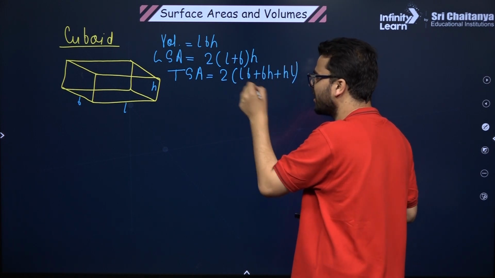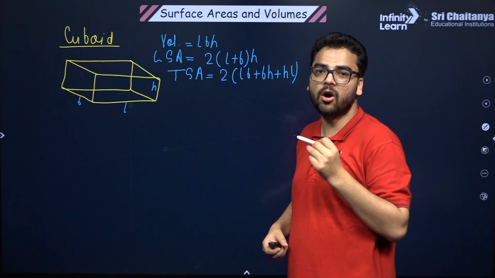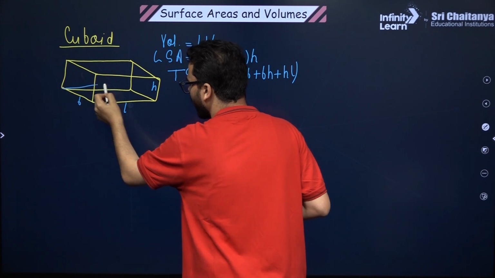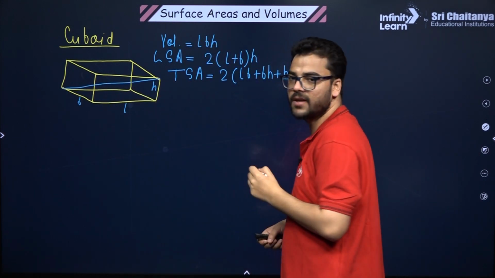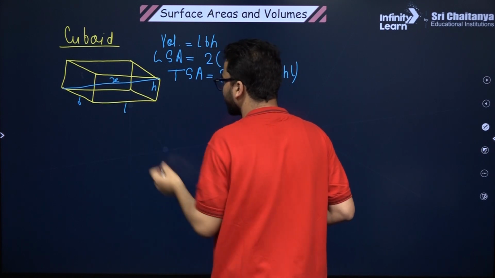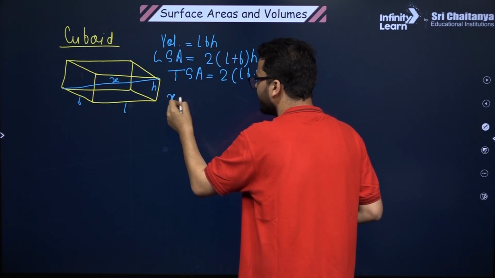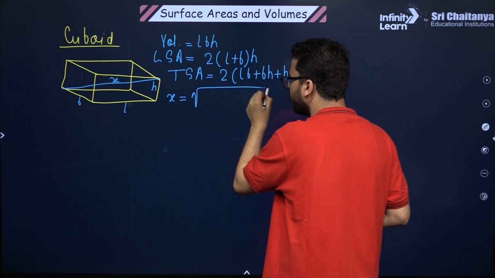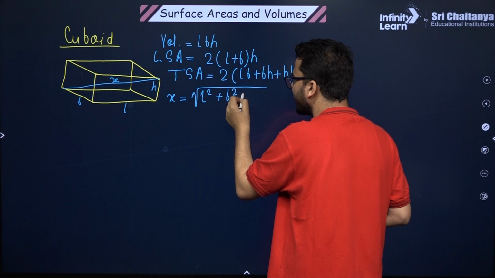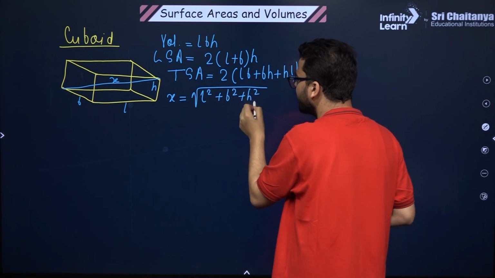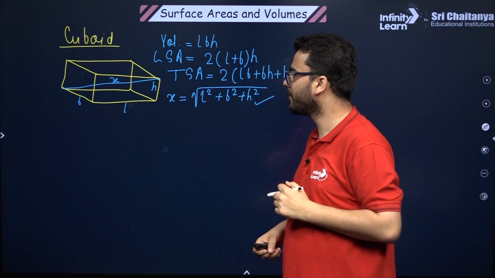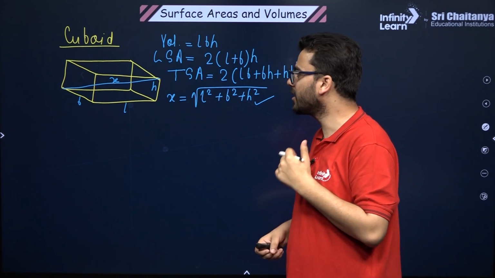Now there is one more thing. What is the length of the longest rod which you can put inside this cuboid? That rod will be like this. Suppose the length is X. So X will be equal to the square root of L square plus B square plus H square. This is the length of the longest rod which you can put inside a cuboid. I hope everything about a cuboid is clear.